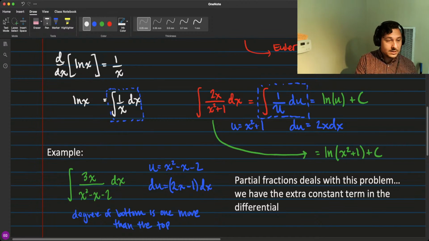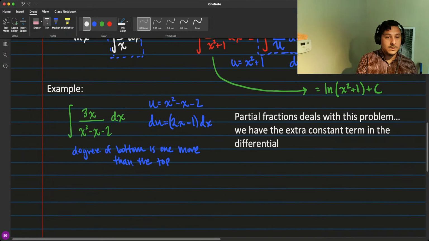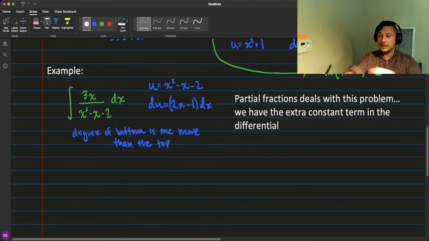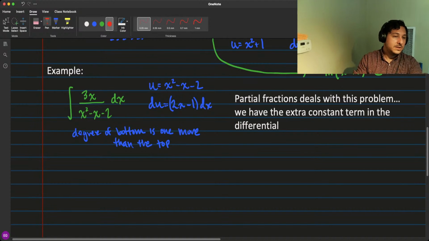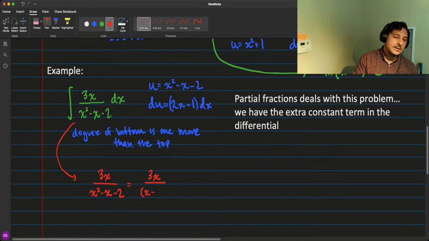Alright, so let's talk about how you do this. What you're going to do is break up the fraction. Let's just work with the inside. We've got 3x over x squared minus x minus 2, which factors into x minus 2 times x plus 1, right?